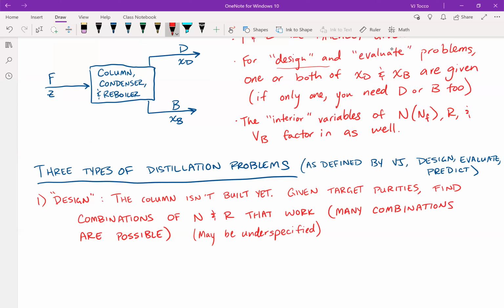Once again, just remember that N is the number of stages and R is the reflux ratio. I use this notation a lot, and I want to make sure we're getting used to that notation.